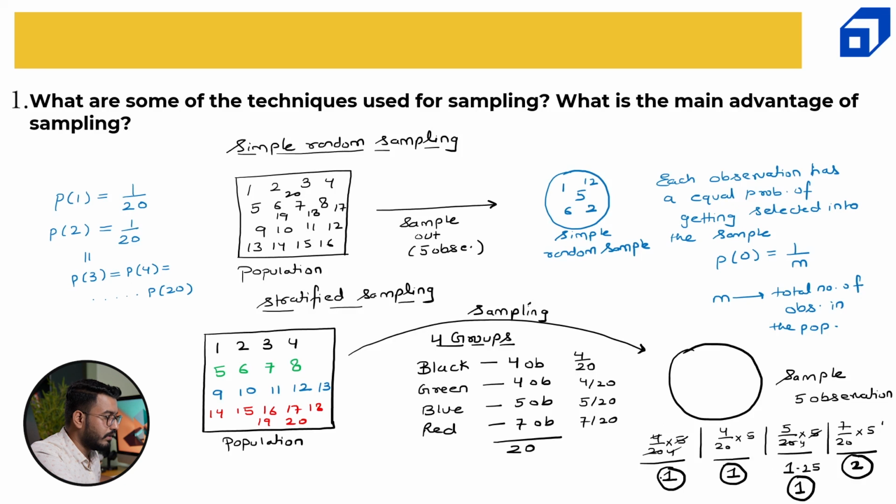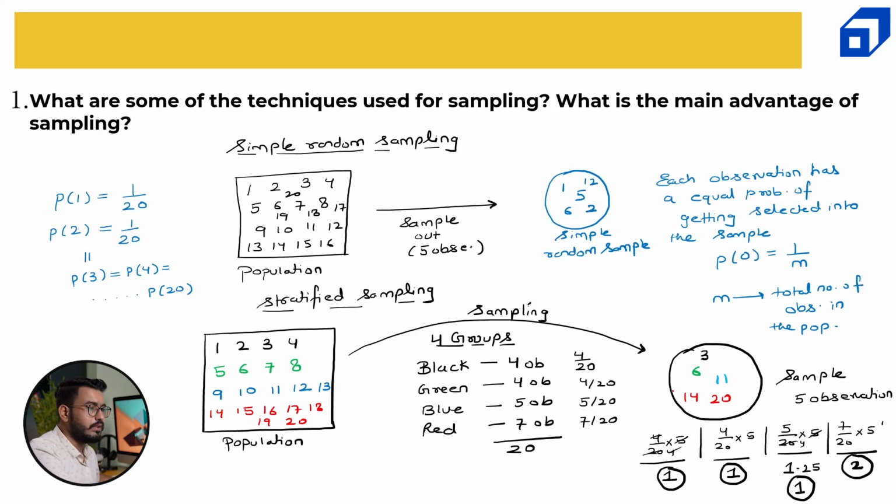I'll take one data point from black sample. So let's say I randomly took 3 from black. Then I'll take one data point from green. Again I randomly took 6. Then I'll take one data point from blue. So let's say I randomly took 11. And I'll take 2 data points from red. So let's say I randomly took 14 and 20.